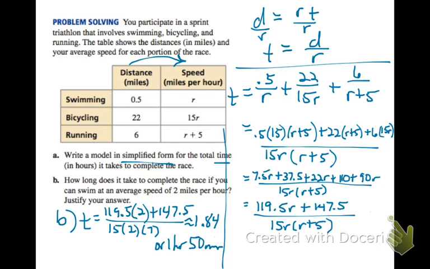So once you simplify that, you'll get 119.5R plus 147.5 all over that common denominator. So that satisfies A, a simplified form for the total time. Now I've gone ahead and done B as well. So it says, how long does it take to complete the race if you can swim at an average speed of 2 miles per hour? Well, speed's in terms of hours, so we can just plug in 2 for R into our simplified expression, and you'll get approximately 1.84. Or, if you take the 0.84 times 60, that's 1 hour and 50 minutes.